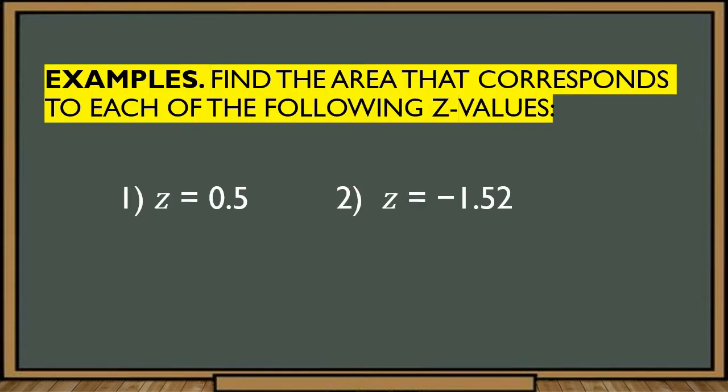Let's proceed to examples. Find the area that corresponds to each of the following z values. Number 1, z is equal to 5 tenths. Number 2, z is equal to negative 1 and 52 hundredths. So observe that our z values, it is either one digit z value, or it has 2 digits. The z value has 3 digits. So most of our z values contain 3 digits, just like in our number 2, which is negative 1 and 52 hundredths. So it has 3 digits, which are negative 1, 5, and 2.